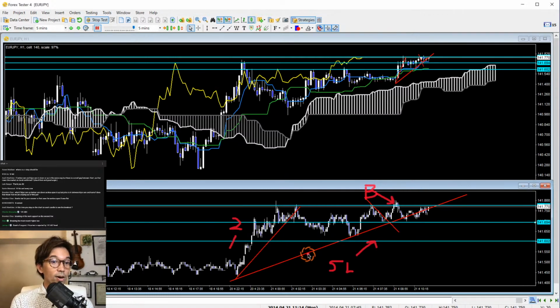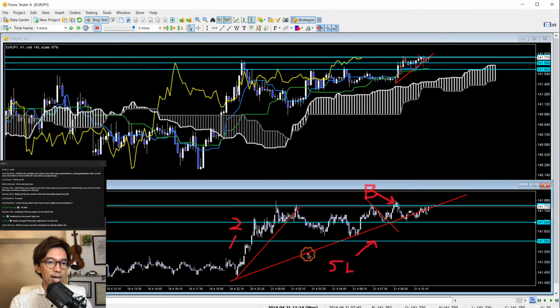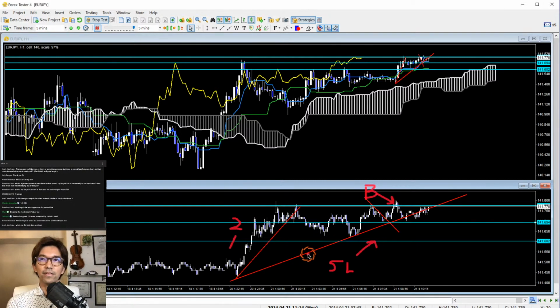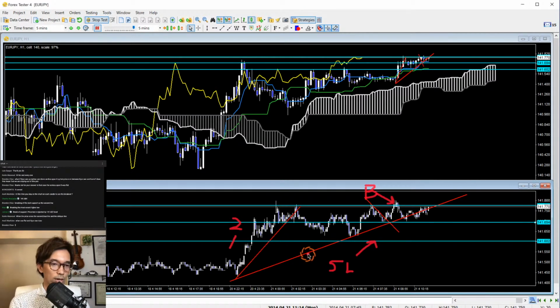All right, breaking of the next support. So the second line. Okay. I think I've already read it. Breaking the most recent high or low. All right. Yeah, most recent high and low in 5. Yep. When the price crosses the second blue line and the oblique line, even this one, the second one, breaks.